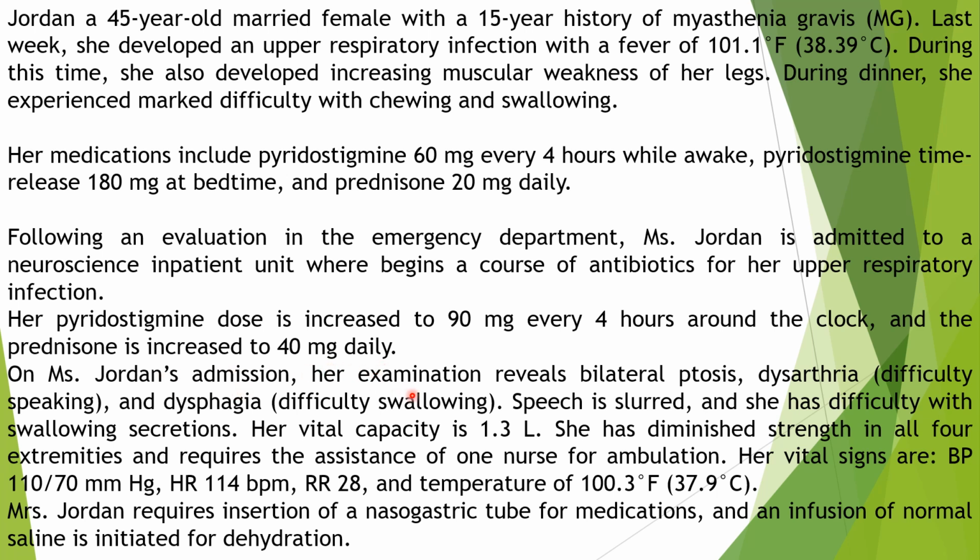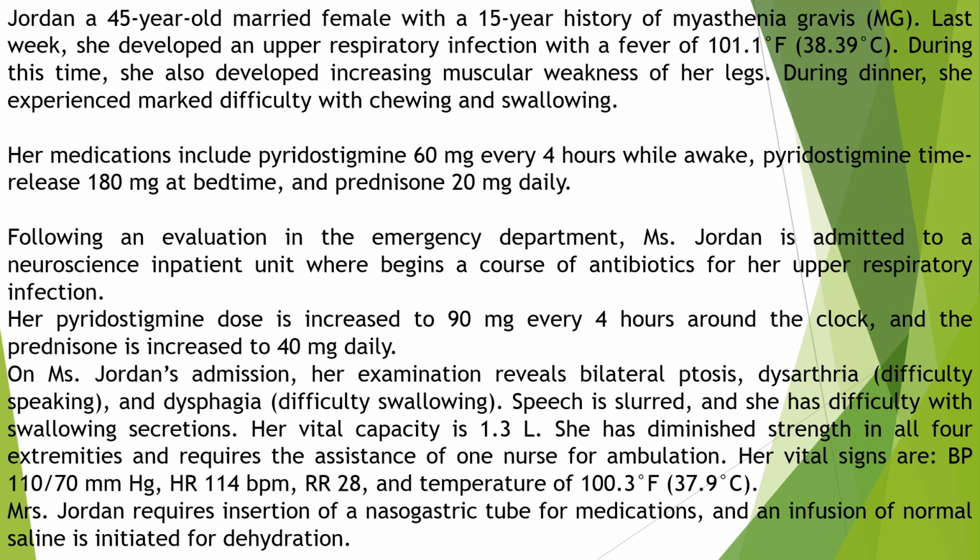On Ms. Jordan's admission, her examination reveals bilateral ptosis, dysarthria, that is difficulty speaking, and dysphagia, difficulty swallowing. Speech is slurred and she has difficulty with swallowing secretions. Her vital capacity is 1.3 liter. She has diminished strength in all 4 extremities and requires the assistance of 1 nurse for ambulation. Her vital signs are BP 110/70 mmHg, heart rate 114 beats per minute, respiratory rate 28 and temperature 100.3 degrees Fahrenheit.